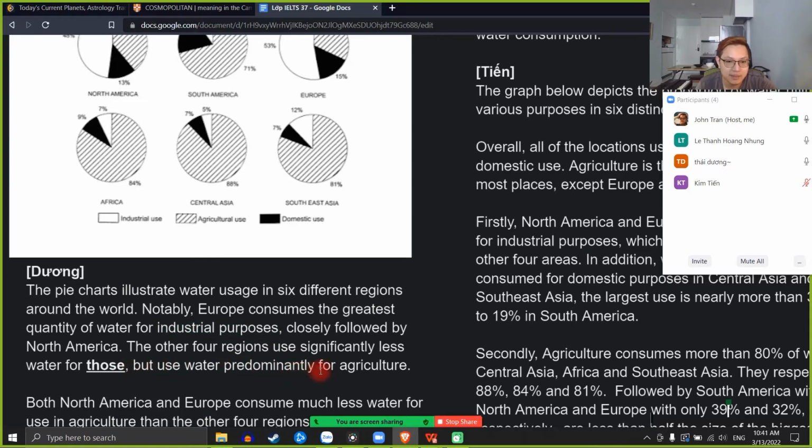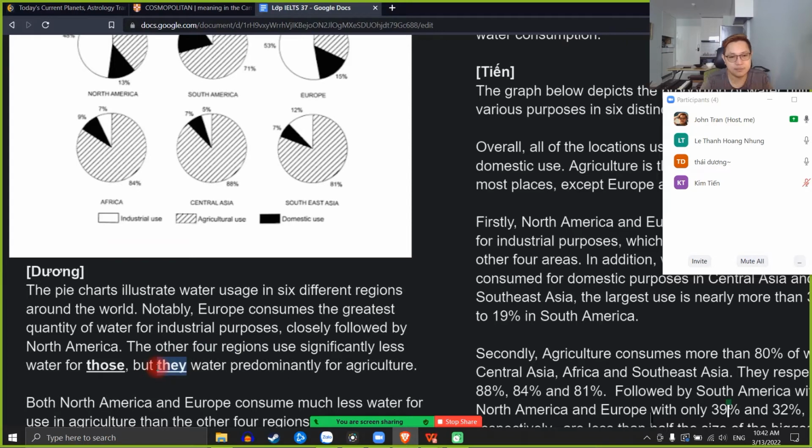But use water predominantly for agriculture. You use the same verb use here, you see. Cùng một câu dùng chung cái từ use như thế này không nên nha. You should not do this one. Same sentence, same verb. Use significantly less water for those, but they, you can use they to refer to the other four regions, you know. Cái chữ they này có thể dùng để mà tham chiếu nhắc lại 4 cái vùng ở trong câu này.